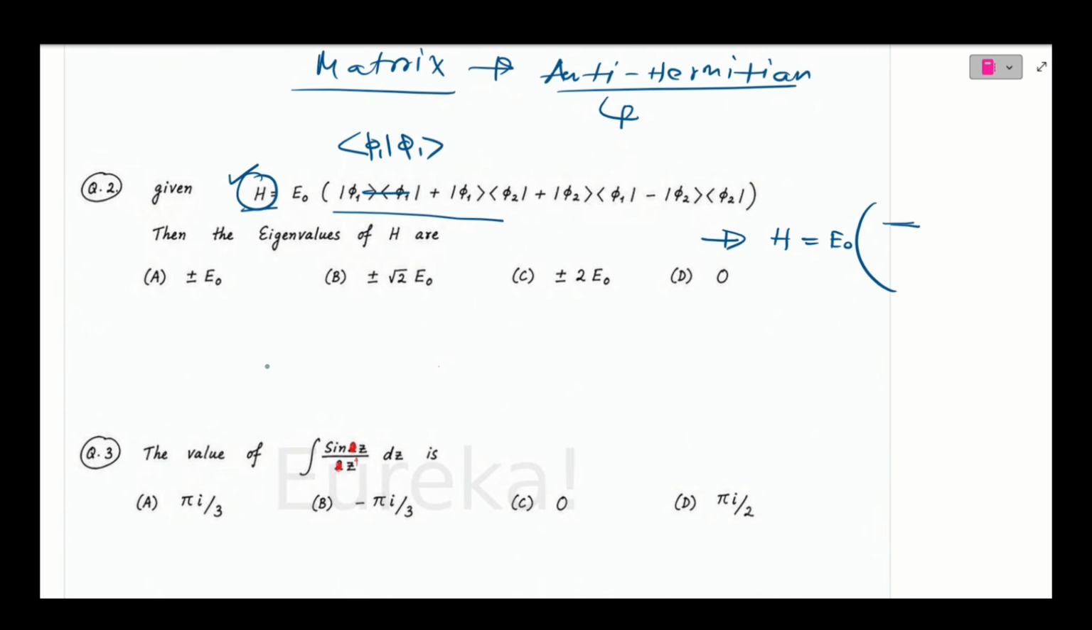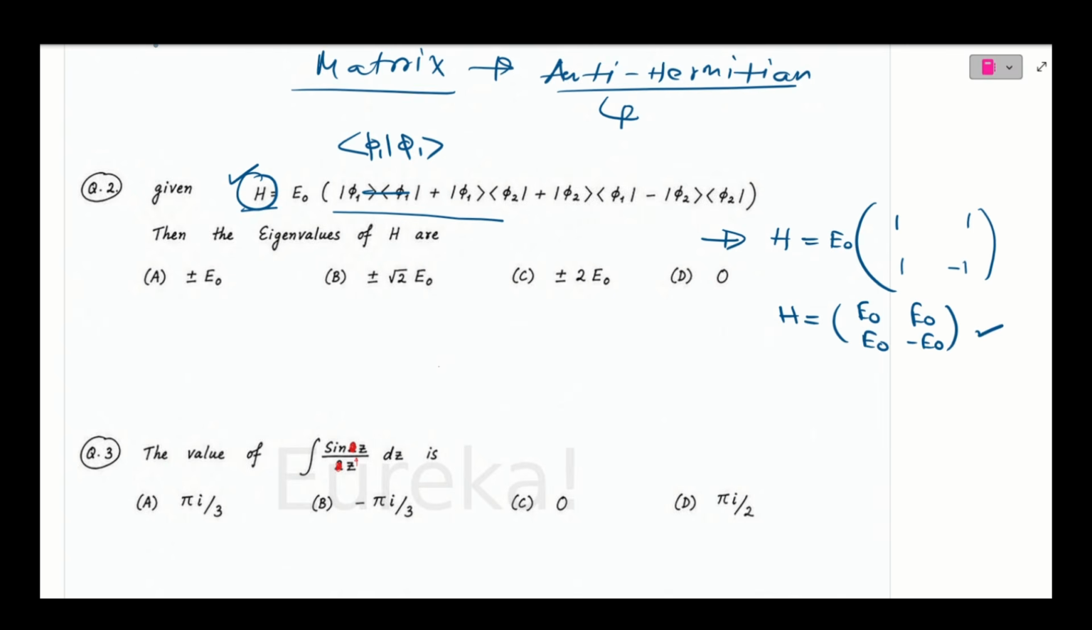So this is the projection of phi 1. The coefficient of phi 1 is plus 1, so we put 1 here. Okay, secondly, this is the phi 1 phi 2 term, so the coefficient of phi 1 phi 2 is 1. Again, for phi 2 phi 1, the coefficient is plus 1. And again the phi 2 coefficient is minus 1. So this is actually the Hamiltonian matrix. Now we have to find the eigenvalues of this matrix. So H is nothing but E naught, E naught, E naught and minus E naught.